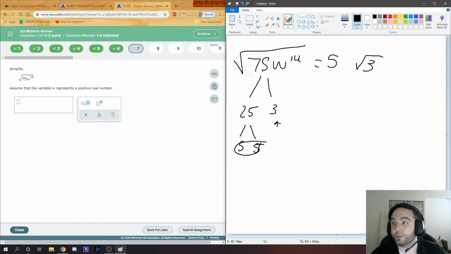Now that just deals with the number. So 75 in the root turns into 5 root 3. But what about w to the 14? Well, when it comes to variables, you can write W 14 times and circle each pair, or just do this. How many times does 2 go into 14? The answer to that is 7. So W to the 7 can come out.